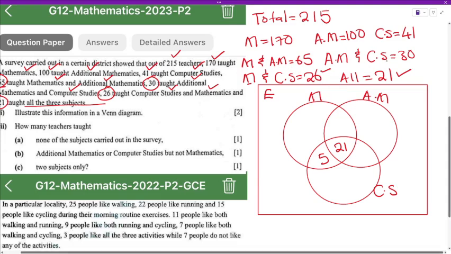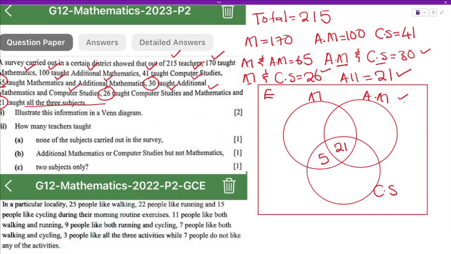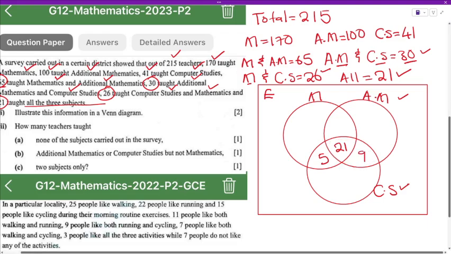We now proceed to this value here. What is it representing? Additional mathematics and computer studies. This is additional mathematics, that's computer studies, so it is this region. They are saying it is supposed to be 30. So we already have 21 there, so we say 30 minus 21, giving us a 9 there.